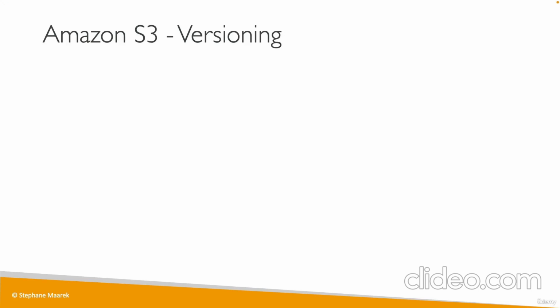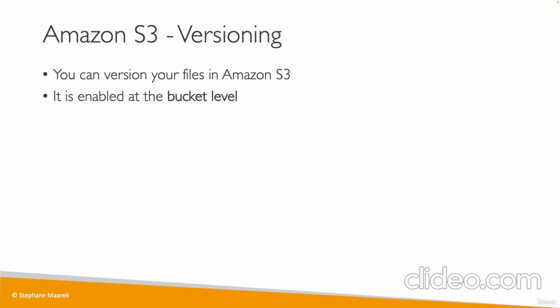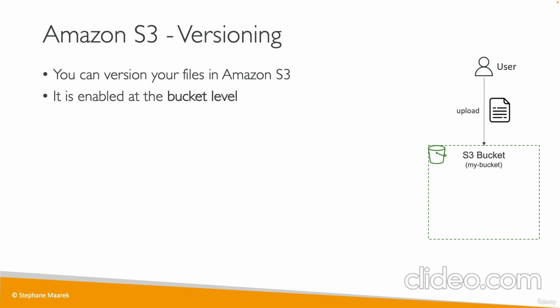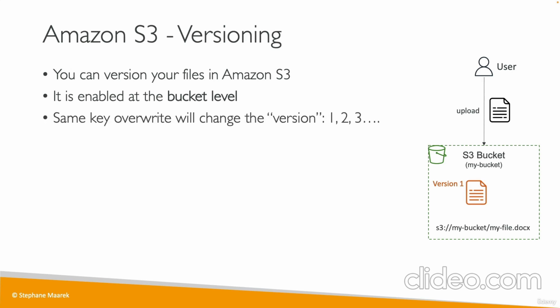So now let's talk about versioning in Amazon S3, because we've seen how to create a website, but it would be nice to be able to update it in a safe way. So you can version your files in Amazon S3, and this is a setting you have to enable at the bucket level. So we have my bucket, and it's enabled with versioning. So whenever a user uploads a file, it's going to create a version of that file at the selected key. And then should we re-upload the same key, should we overwrite that file, then instead it's going to create a version 2, and then a version 3, and so on.